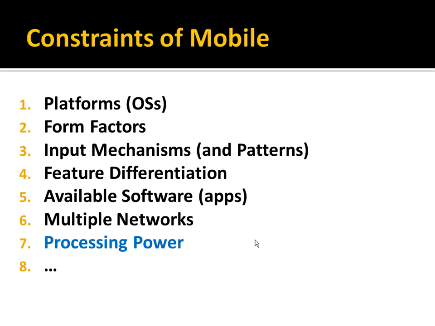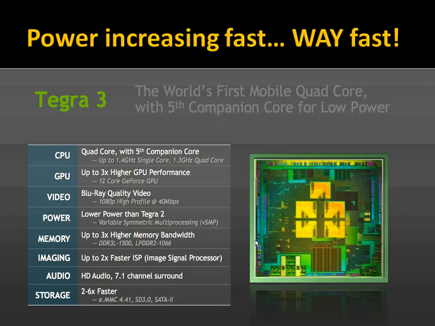The last thing that you can kind of see as a major constraint right now, which is really becoming less of a constraint, is actually the processing power of these. The power of mobile devices is increasing so incredibly fast. It's incredible. We have the Tegra 3, which is just coming out, which is the first mobile quad-core processor. It has a fifth core for lower power consumption. But this is the new processor, which is going to be on the Asus Transformer Prime tablet.